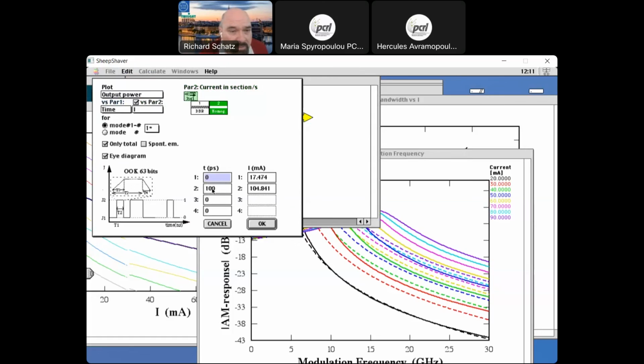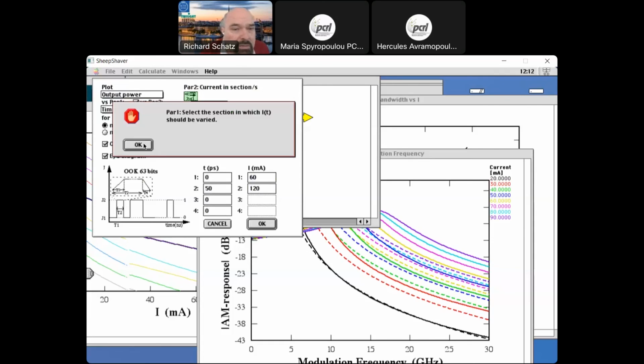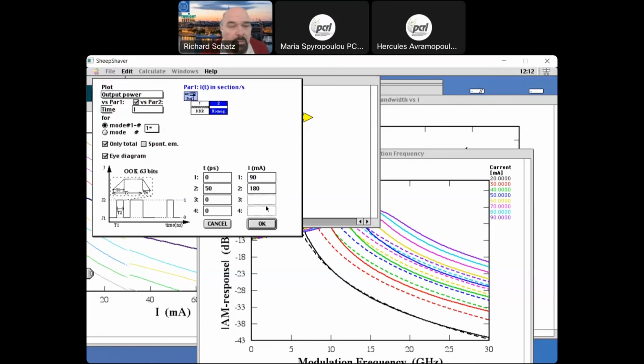I will also only calculate with one mode since we don't have any photon-photon resonance effect here. And then we can take 50 picosecond here to get 20 gigabaud, and then we modulate maybe between 60 milliamp and 120 milliamp, so it's around 90 milliamp, 30 milliamp up and down. So let's see now how the eye diagram looks like. I need to say I should modulate this section. I should not change current, I should just have modulation.